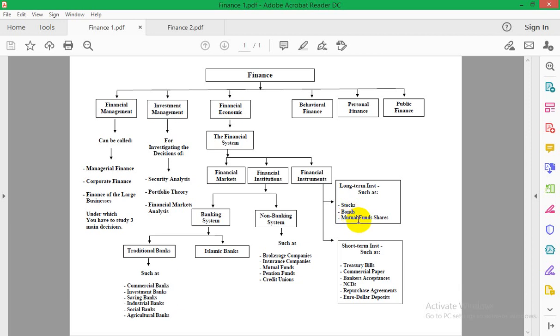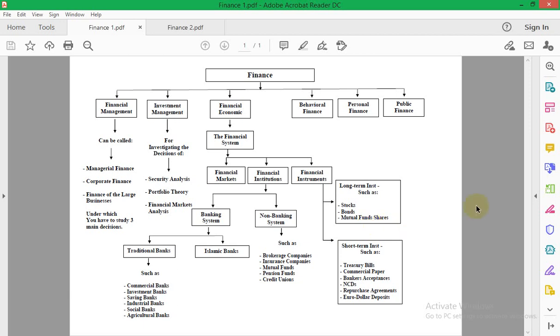And we have another specific type of long-term instruments, which can be called mutual fund shares. I think that next year, or in the next term, we'll talk about investment management. And inside investment management, we will talk about mutual funds themselves. So it's a complete course or a complete chapter about mutual funds.